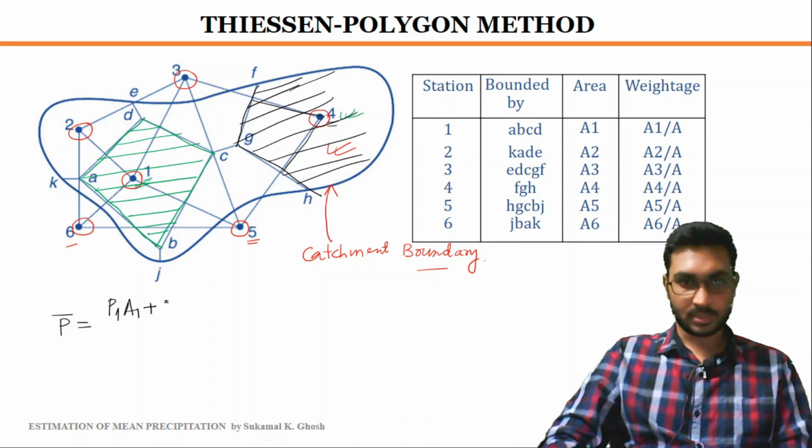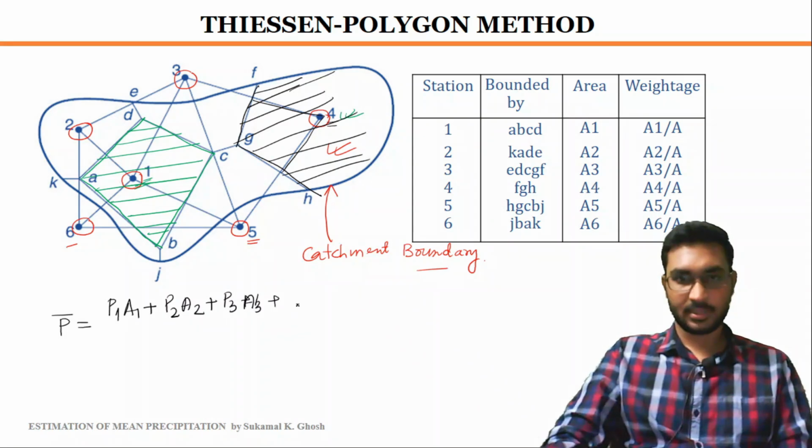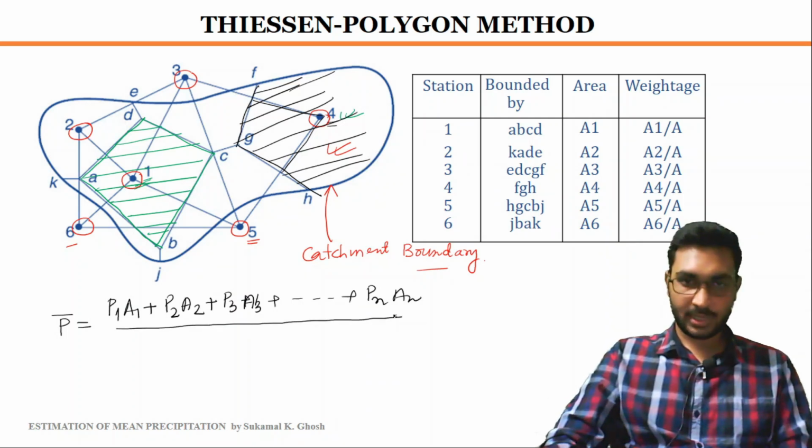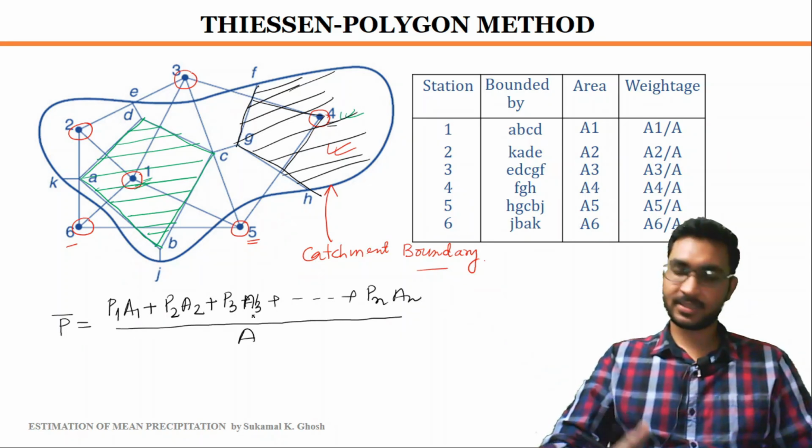Now we know the mean precipitation using Thiessen polygon is P bar equals P1 into A1 plus P2 into A2 plus P3 into A3, in this way up to Pn into An, divided by the total area. We know this from the previous discussion.